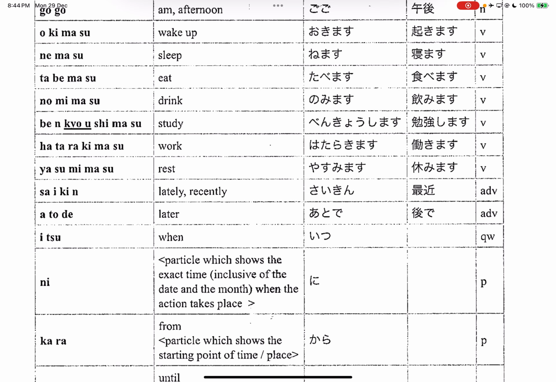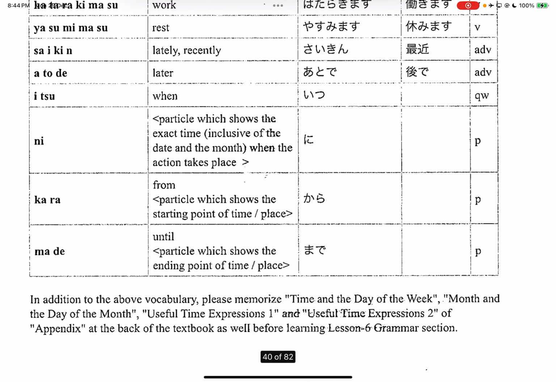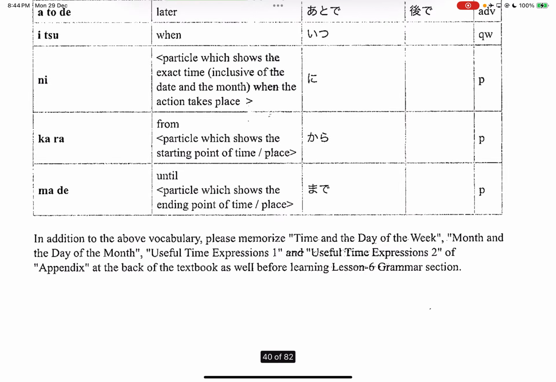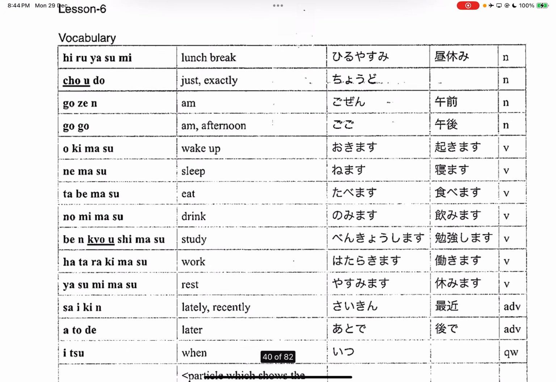Okay, so all these, if you look on the rightmost left column, is V. V means verb. Verb in Chinese we say 行动词, meaning things that we do, actions that we do. Okay, next. Saikin, ato de, itsu, ni, kara, made. Okay, so very short. So this is all the vocabulary for this one.